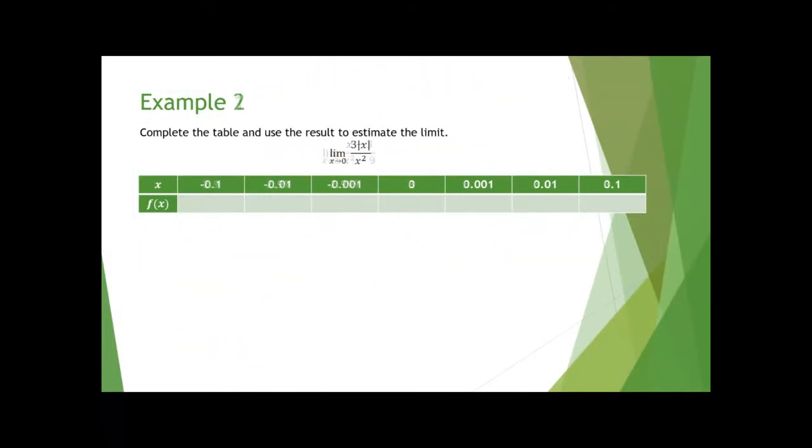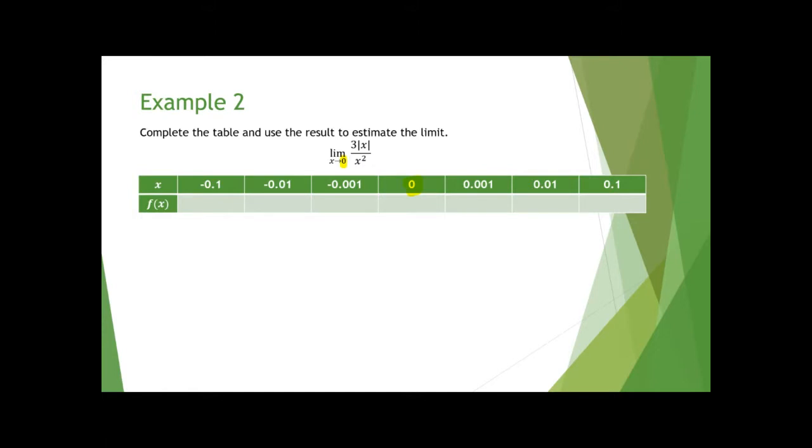Okay. So here's example 2. We have another table. We're going to do the same thing. Here we have the limit as x goes to 0. So now 0 is where x is going, so 0 is the center of my table. And now on either side, on the left side I need to have negative numbers, on the right side I need to have positive numbers. And because I'm at 0, I can have the same number on each side, just positive and negative.